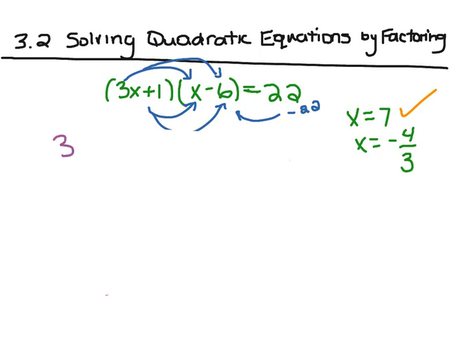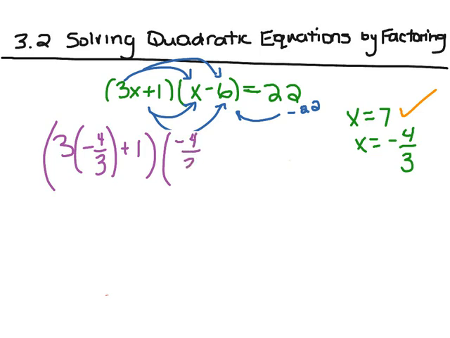And 3 times negative 4 over 3 plus 1 times negative 4 over 3 minus 6 equals 22. You can type this into your calculator. I'm going to do it all the way through. If you don't know how to do it all the way through, make sure you know how to use your calculator with the ABC button.